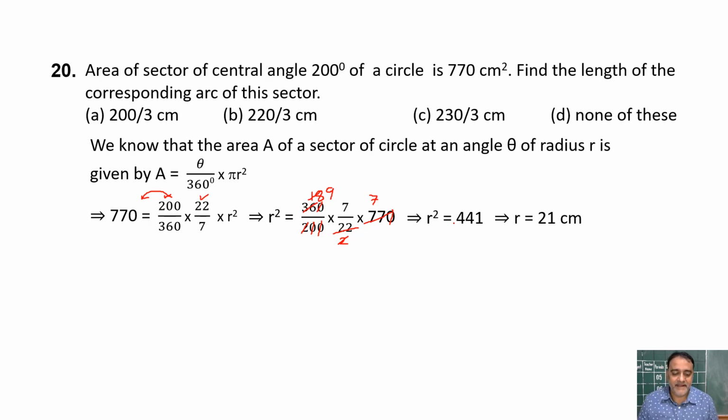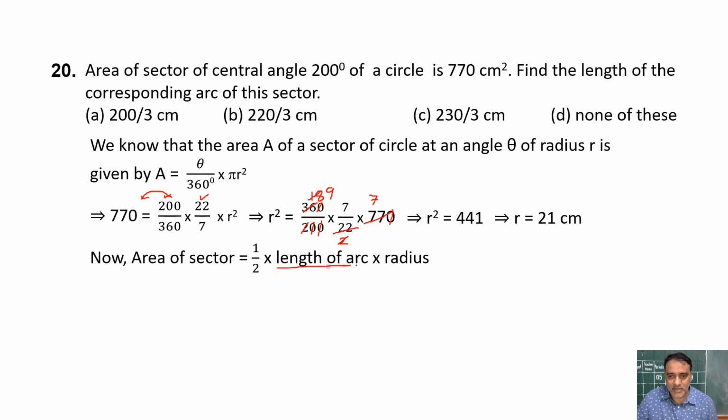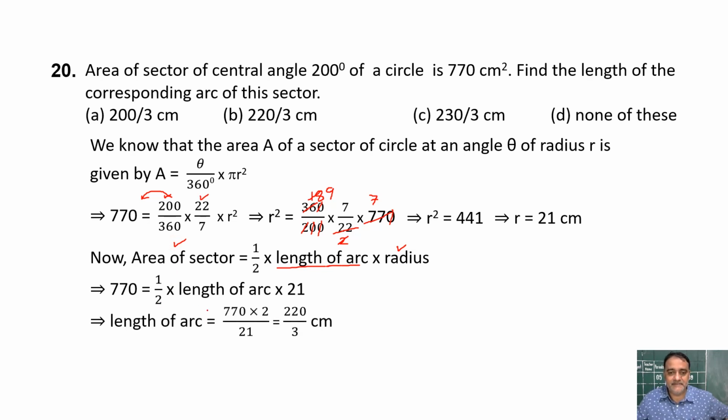So we got radius. Now the area of sector. Area of sector is equal to half into LR, that we know. Half into length of arc into radius. So length of arc we have to find actually. So हम लोग के पास ये दोनों values हैं, radius और sector. तो इसको substitute कर देते हैं. So length of arc will be equal to 770 into 2 by 21. अब यहाँ पर अगर हम लोग cancel करेंगे, simplify करेंगे, तो 220 by 3 मिलता है. This is the final answer. So which option is the correct one? Option B. Option B, right.